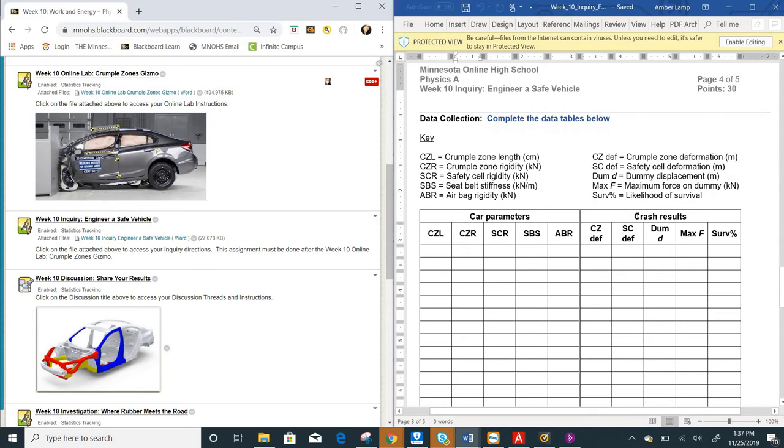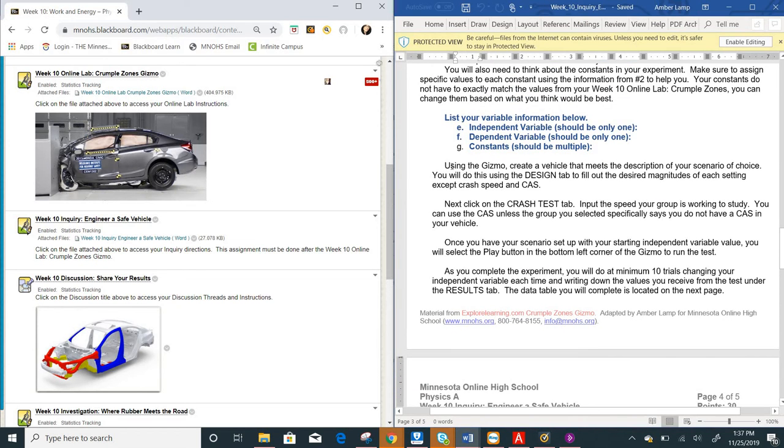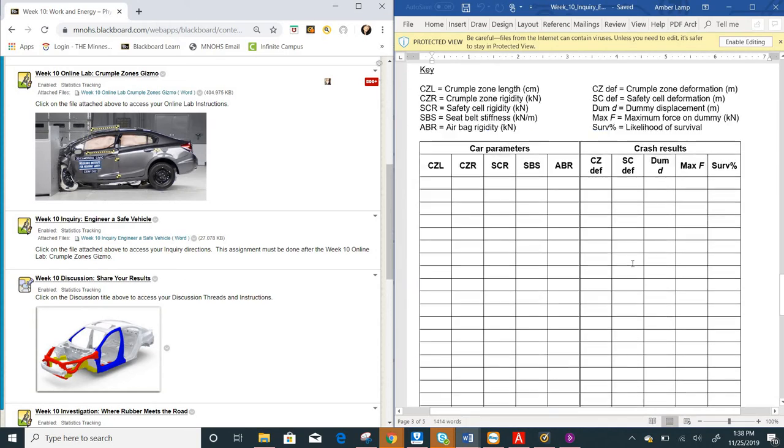And then crash results are on the right side right here. Based on what you're calculating for your dependent variable is going to determine what column you pay the most attention to. Now it tells you how to alter these on your gizmo right here below your variables. So make sure you read that in order to set up your scenario appropriately.